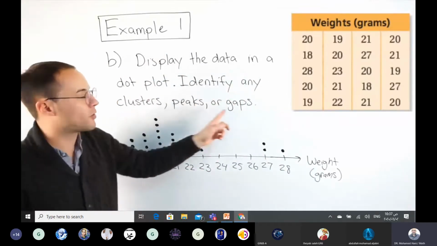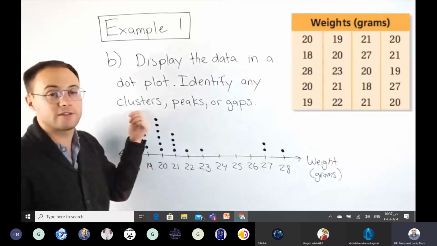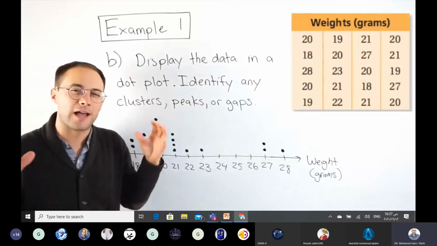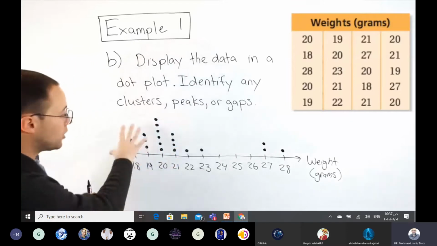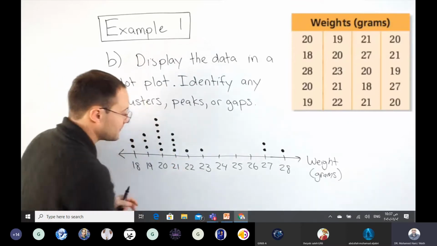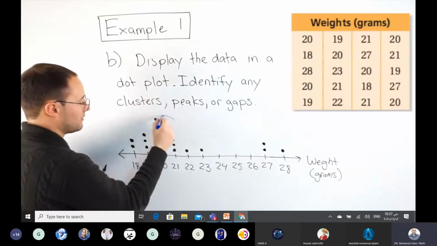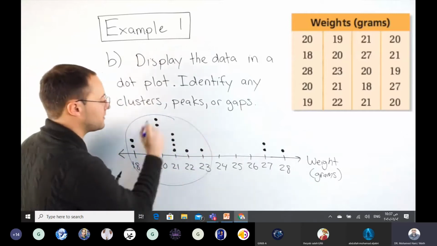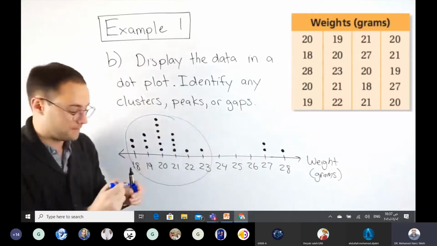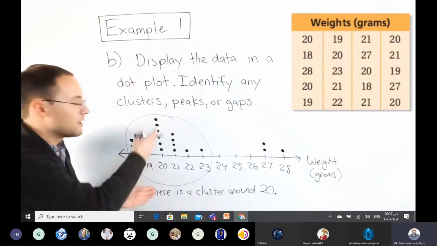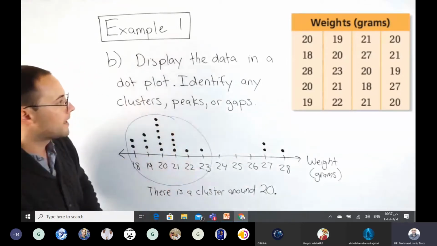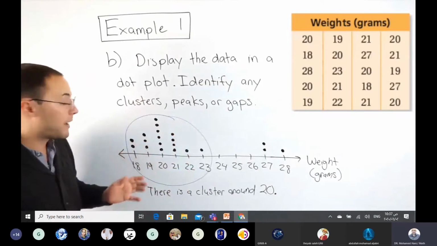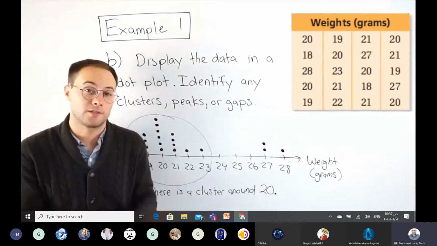Identify any clusters, peaks, or gaps. Well, let's look at the clusters. First, a cluster is where a lot of data values are kind of bunched together. So if you look over here, you'll notice there's a whole bunch of data values right there. You're just going to pick what's in the middle, where they all seem to be drawn to. So that would be 20. So that's a cluster.